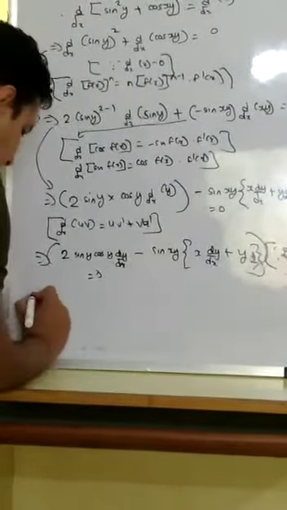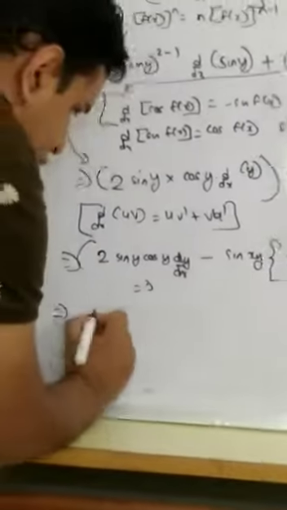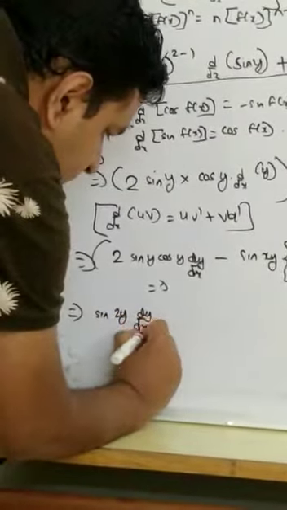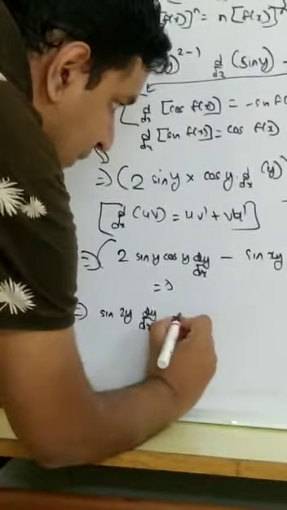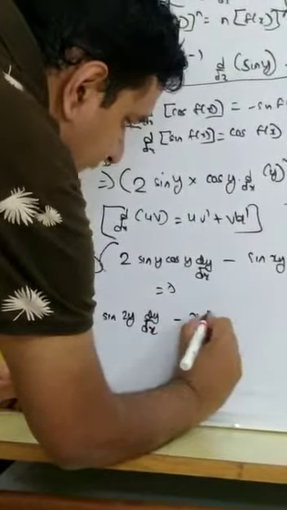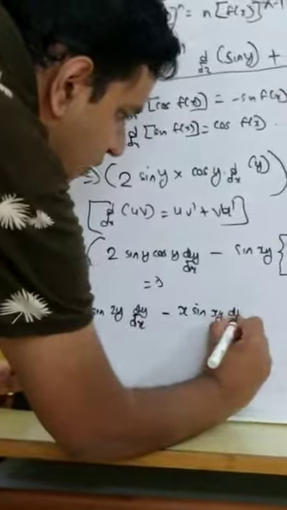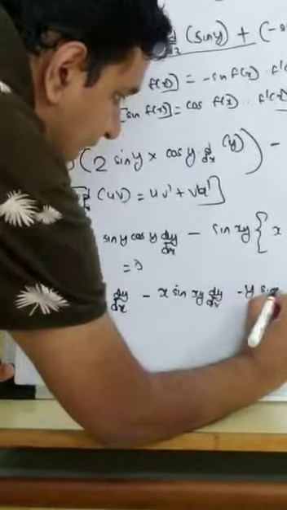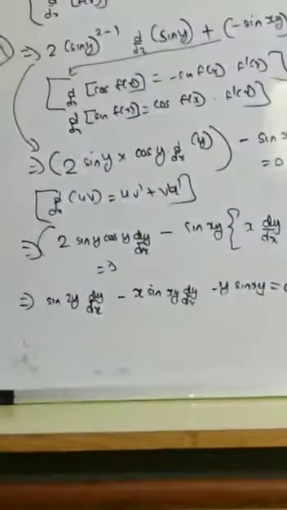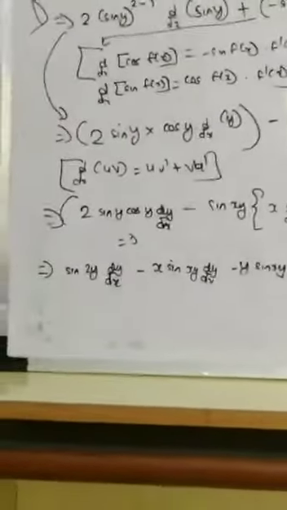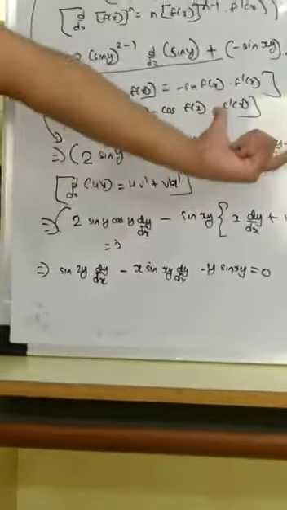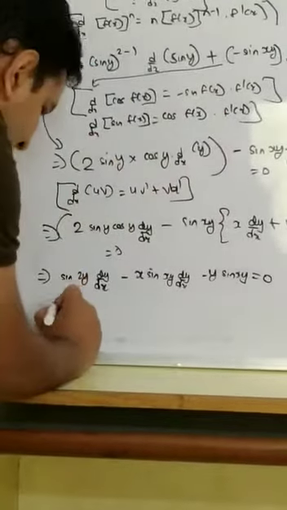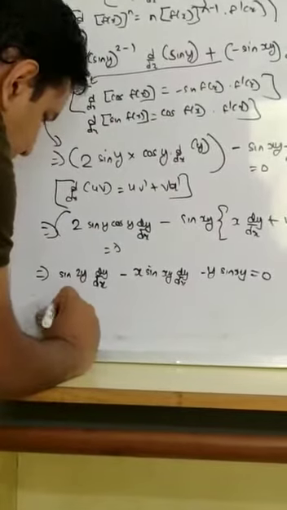Going ahead, what do I get eventually? I can write 2 sin y cos y as sin 2y from my knowledge of trigonometry. Sin 2y dy/dx minus x sin xy dy/dx minus y sin xy is equal to 0. I can take y sin xy to the right hand side and I can take dy/dx common on the left hand side.